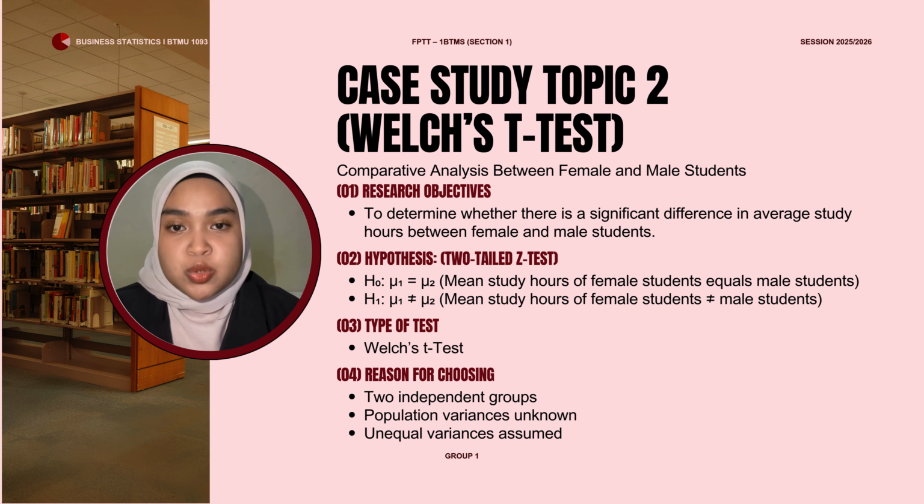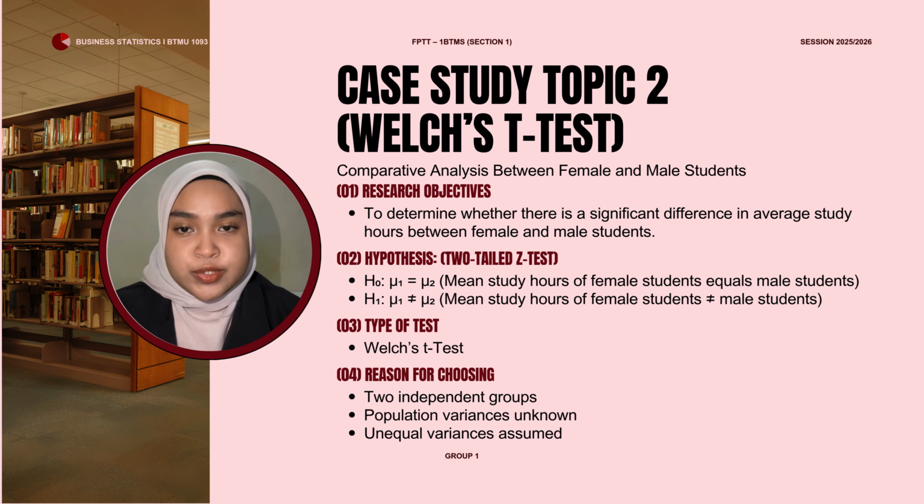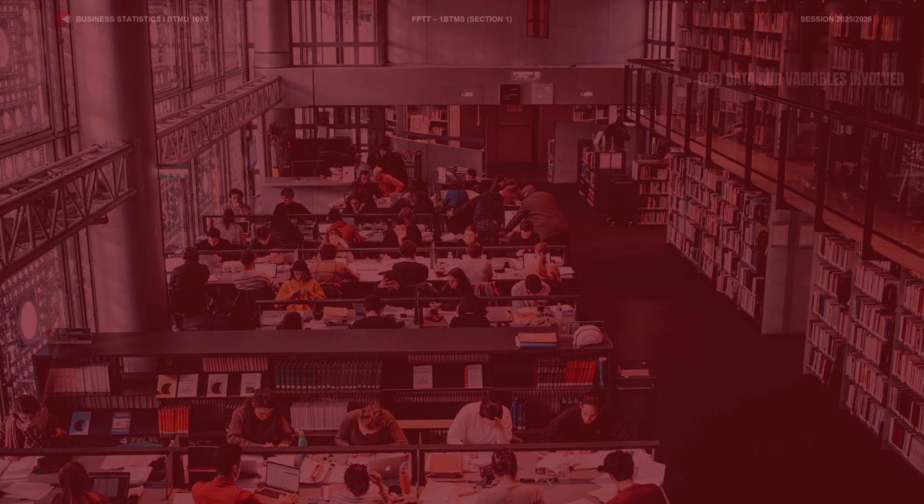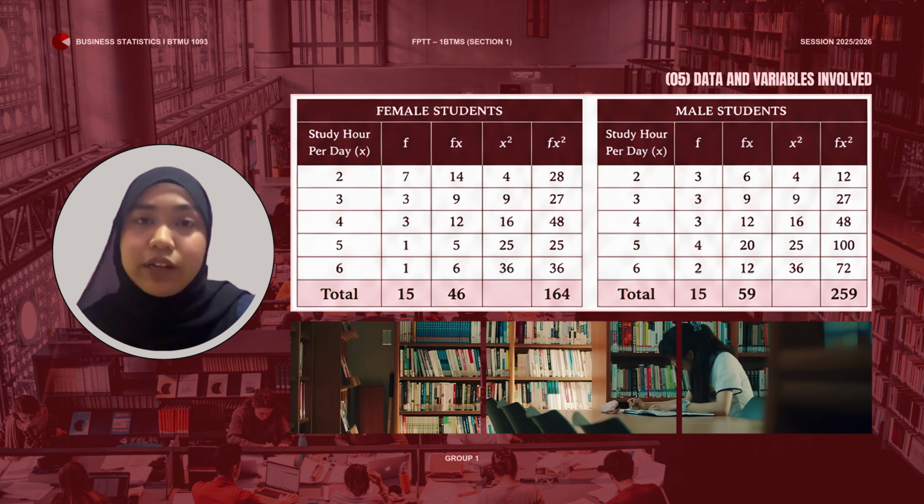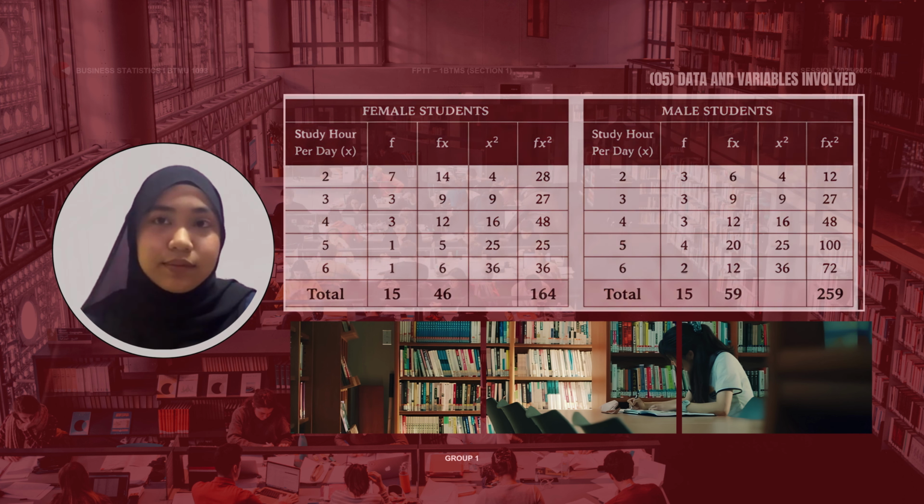The reason that we choose this test is there are two independent groups. The study compares two means, and the population standard deviations are unknown, and the variances are not assumed to be equal. Therefore, the t-test is the most suitable method for this case. Based on the case study that we conducted, these are the data that we collected.